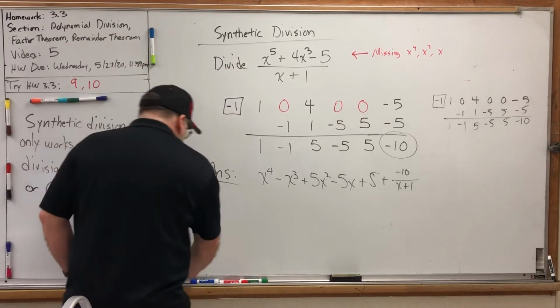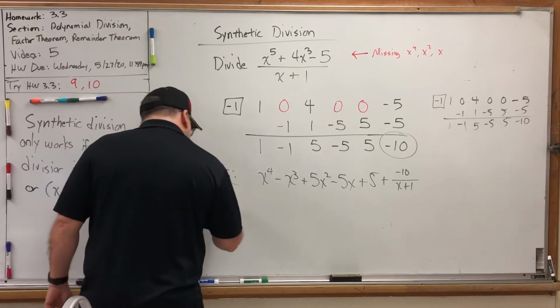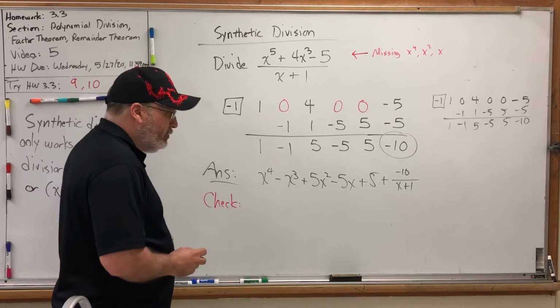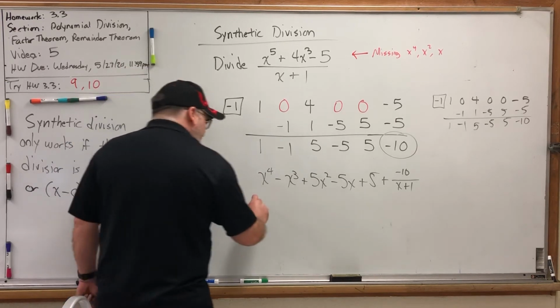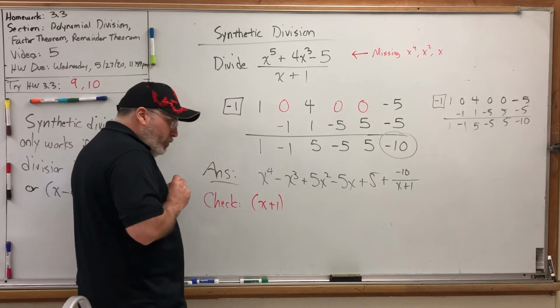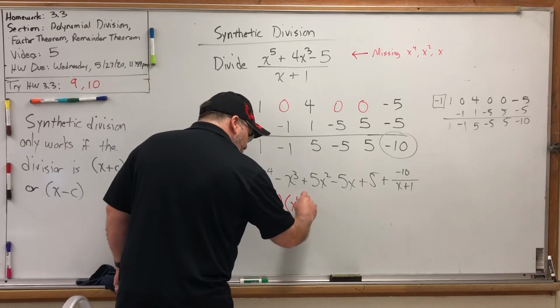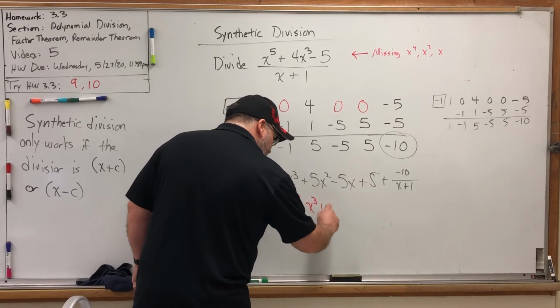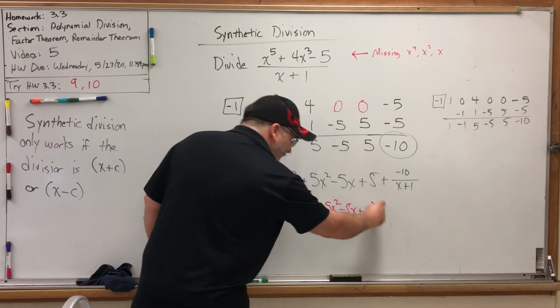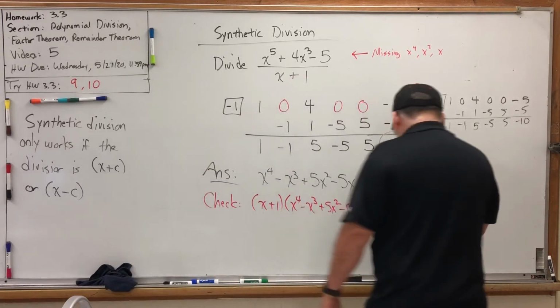Oh, by the way, if we wanted to check this, what would we have to do? If we wanted to check this, you multiply what you divided by, x plus 1, times your quotient, which was x to the 4th minus x to the 3rd plus 5x squared minus 5x plus 5, and then add your remainder.